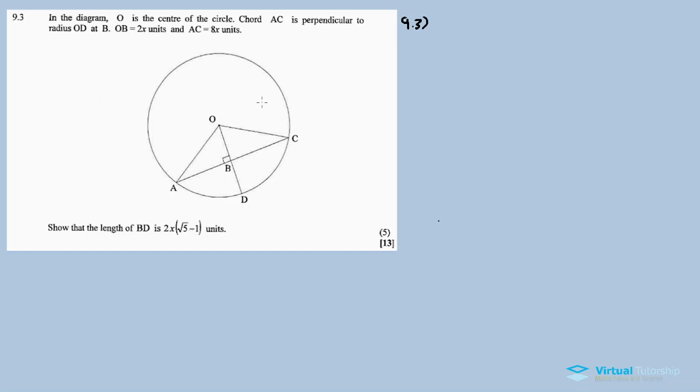Which theorem are we talking about? Take a guess. We are talking about theorem number 1, because we have a perpendicular line from O to D that is perpendicular to chord AC. That means we are talking about theorem 1. And then it says OB is equal to 2x units, and then AC is equal to 8x units. So this perpendicular line bisects the what? The chord. That theorem is going to be useful in a moment.